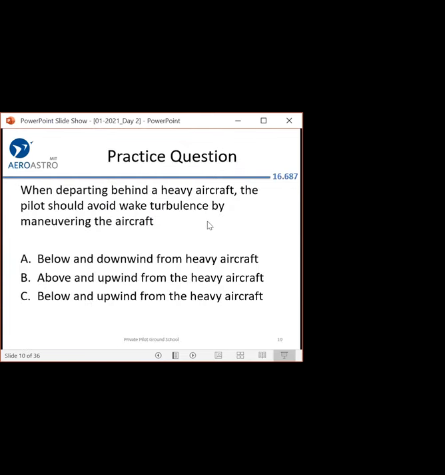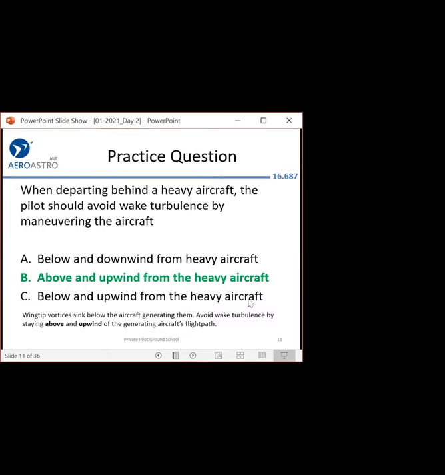Okay, so here's another question. When departing behind a heavy aircraft, how do you avoid the wake turbulence? So feel free to use the chat or shout out an answer. Should be B. B, Bravo.